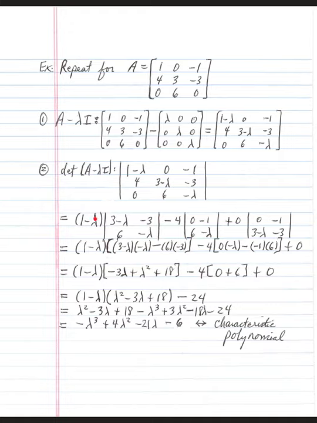1 minus lambda times the determinant. So I put 1 minus lambda. I put a bracket because we need to multiply these two. 3 minus lambda times negative lambda minus this diagonal multiplied, 6 times negative 3. Okay, so that closes off the first.